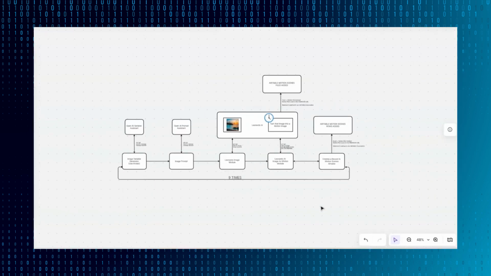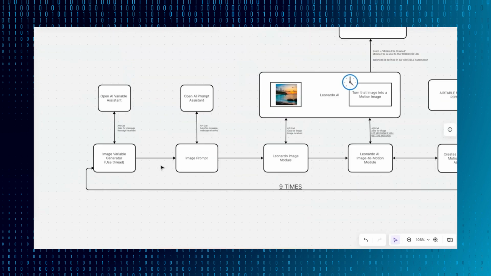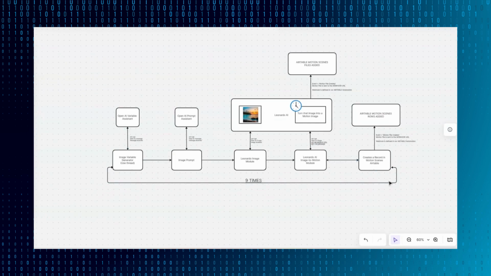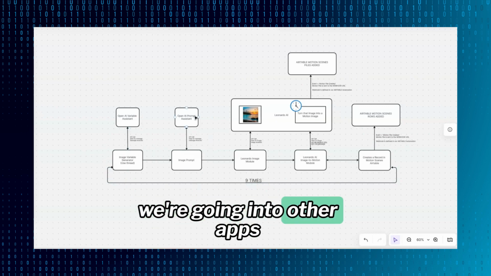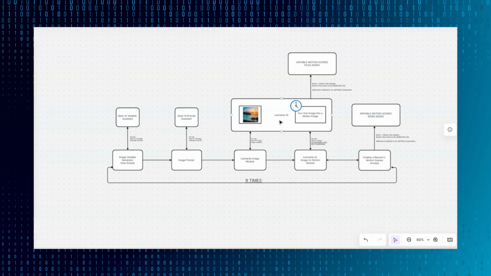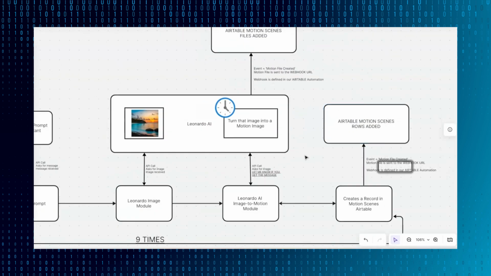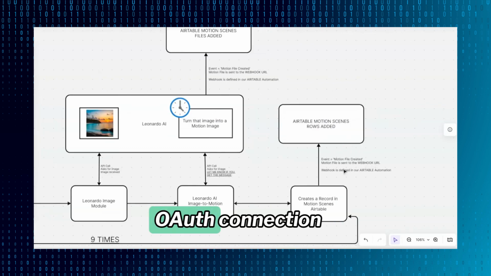So I want to draw your attention back to this image of what's really going on under the hood of our build. So this connection loop is the iterator in our Make scenario, and it is in Make. Now, when we cross this border, we're going into other apps. So here we've got OpenAI, and we've got Leonardo AI, and here we've got Airtable. And here again, we've got Airtable. So I've added this one to kind of represent the crossing over and the connection from Airtable to Make. And this one here, what we're doing is we're creating a record in Airtable. So we need permission, and so we need to get an OAuth connection.